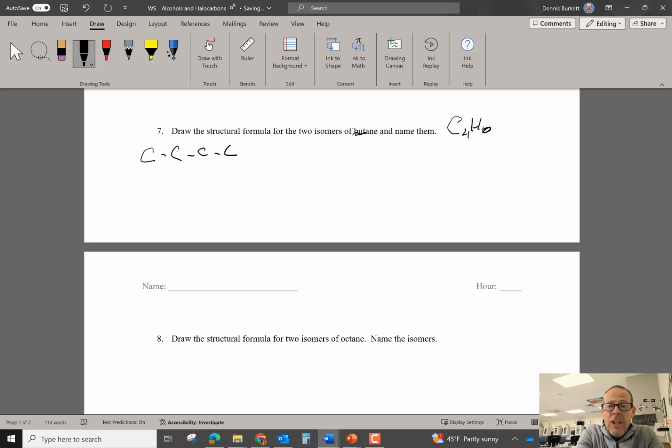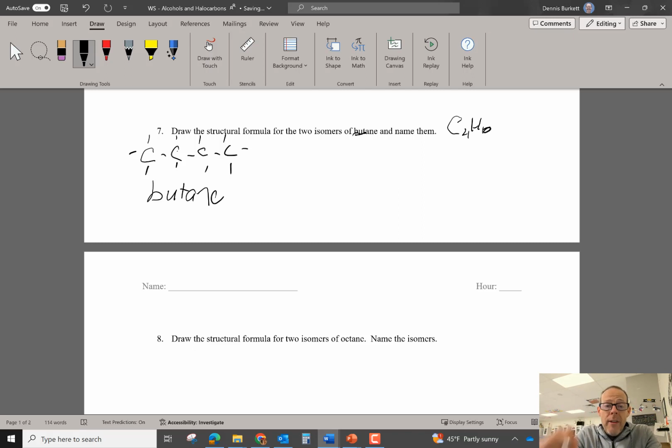I don't care if you put the H's, you can, but you can leave it like that. If I put the H's, they'd look like this: 1, 2, 3, 4, 5, 6, 7, 8, 9, 10. And I wouldn't actually write the H's at the end. Just put lines showing there's an H at the end of each of those. So that's the first isomer I would draw. And notice it says and name them. So this is butane because it's just 4 carbons in a row. And that is one of my isomers.